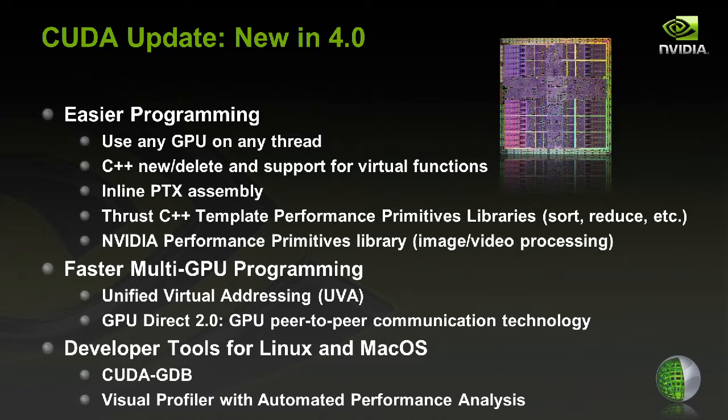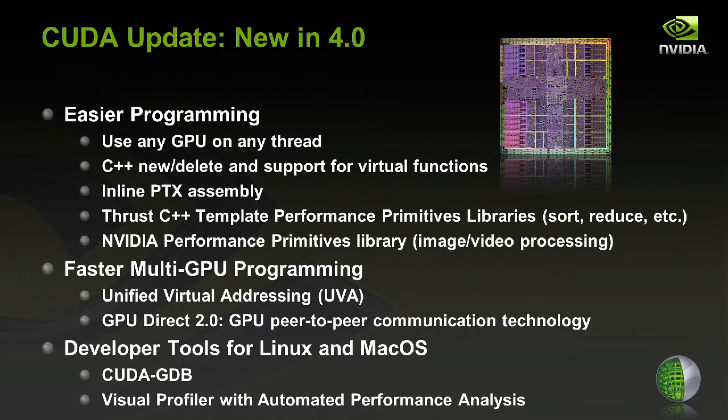Also, we support inline PTX assembly. PTX is basically our GPU agnostic assembly level. So if you really want to write things as close as possible to the metal, you can write that in PTX assembly. And the great thing is it doesn't matter if you're on a Tesla GPU, a Fermi GPU, or one of our next generation GPUs, one of our Kepler GPUs, all that will just work just fine. So it's that happy medium between writing C code and writing directly to the metal.